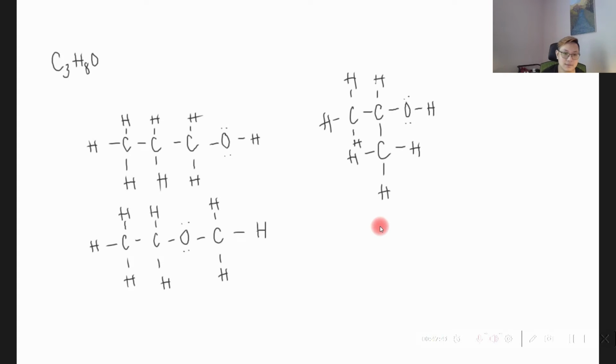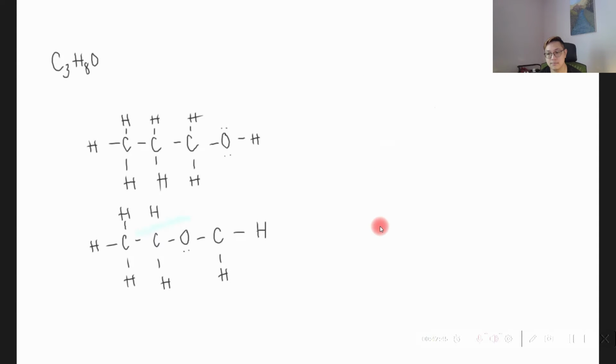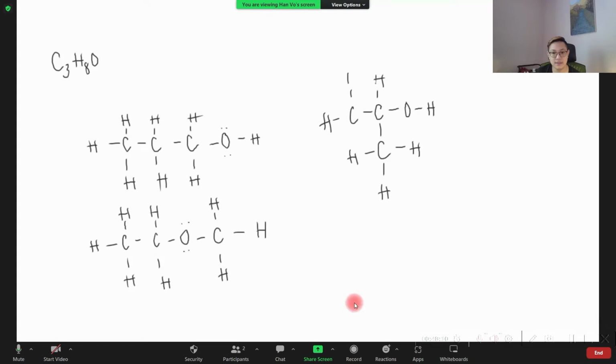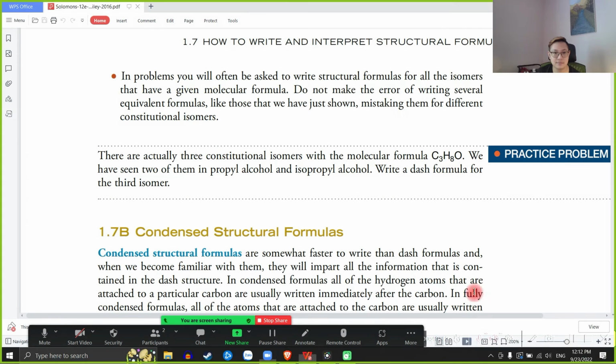Okay, good now. So the first one is called propanol, or we call it propyl alcohol. The second one is called ethyl methyl ether, and the third one is called isopropyl alcohol. Good, you got it right. Okay, now I can share my screen again.